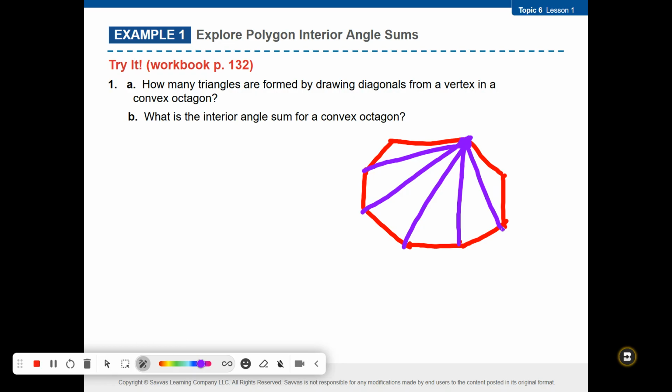So that looks very similar to this n minus 2 idea. If we have an octagon, which has 8 sides, we're subtracting 2 from them to get the total of 6 triangles.